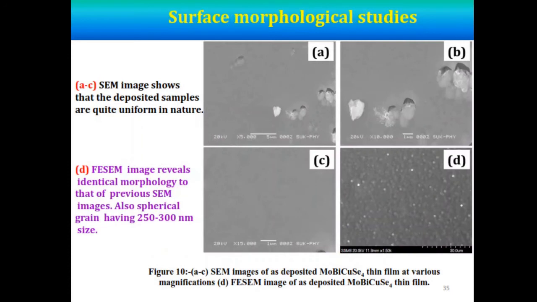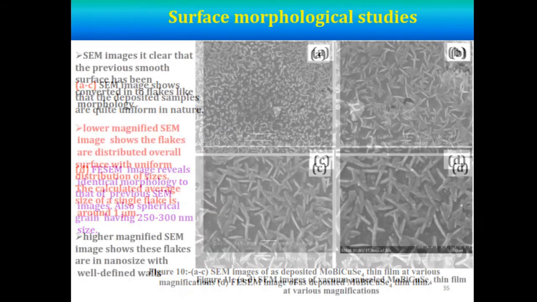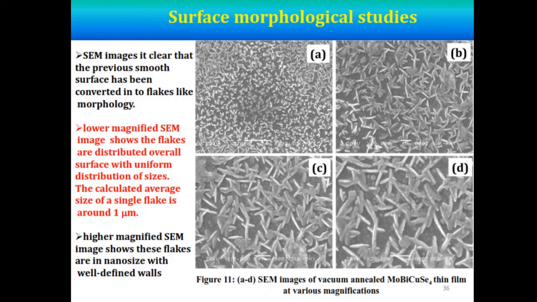Surface morphological studies. SEM images A and C show that as deposited samples are quite uniform in nature, and D FESEM image reveals identical morphology to that of previous SEM images, also spherical grains having 250 to 300 nanometer in size. In surface morphological studies, SEM images make it clear that the previous smooth surface has been converted into flake-like morphology.